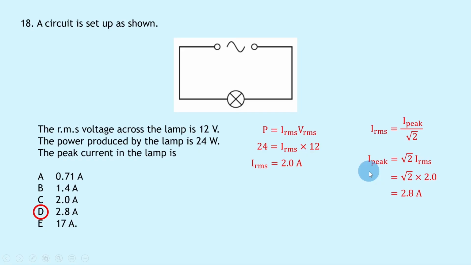Now the reason that I had to do the power equation first in this question and then plug it into this expression relating RMS and peak current is because we can only use the power equation with RMS values. So we had to deal with the RMS values first, which is our normal kind of values, and then we had to find the peak current.